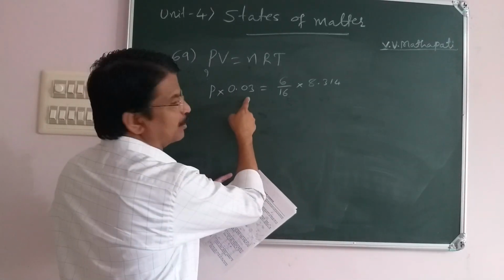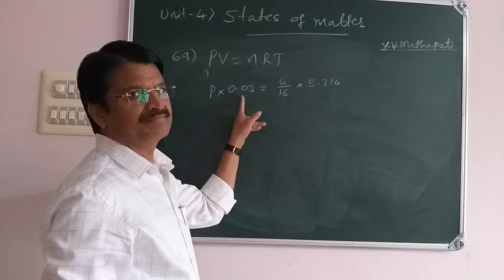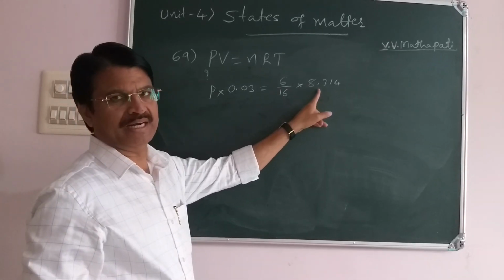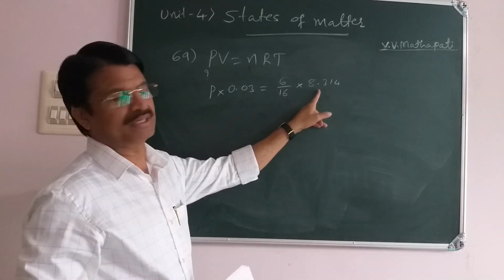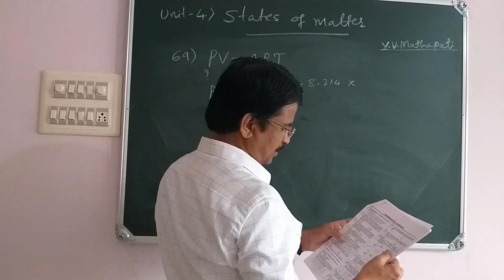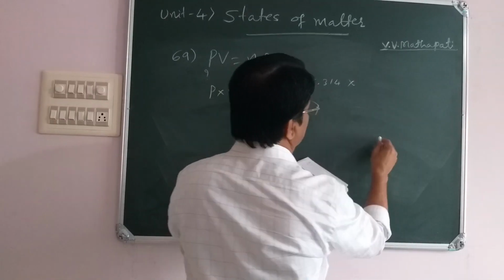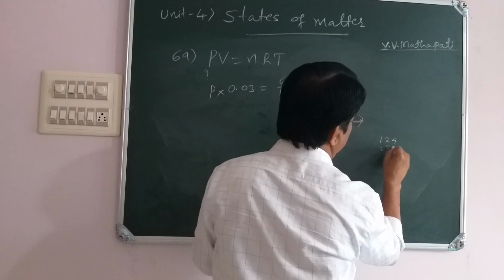0.03 m³ they give, means SI unit. This is SI unit. If it is liter, here you write 0.082. Then temperature given how much? Temperature 129 degrees Celsius, 129 plus 273.